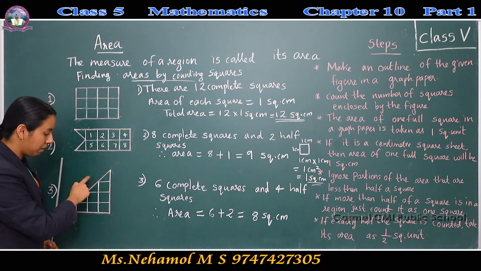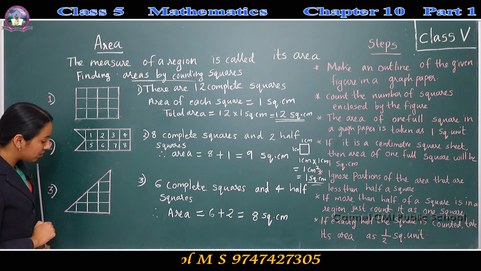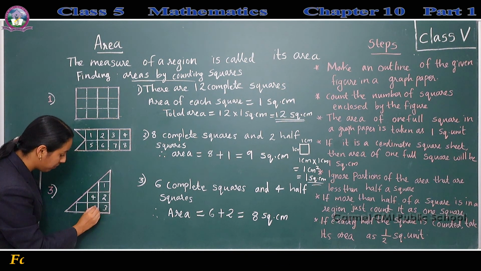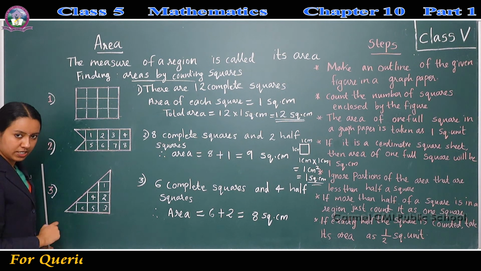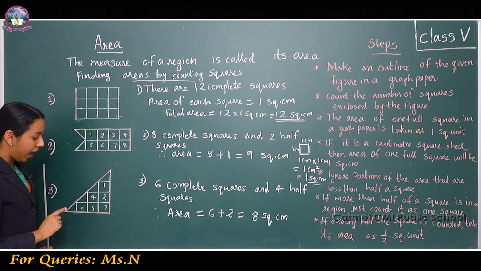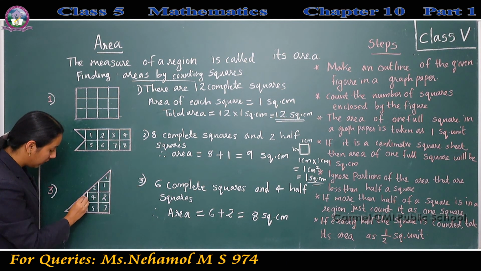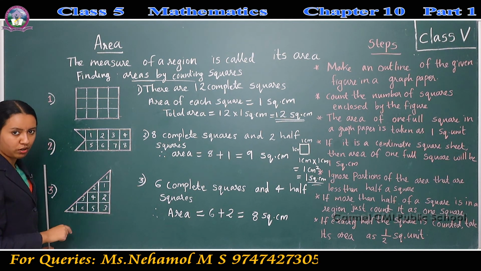Then next figure, this one. How many complete squares are there? 1, 2, 3, 4, 5, 6. 6 complete squares. And how many half squares? 1, 2, 3, 4. 4 half squares.